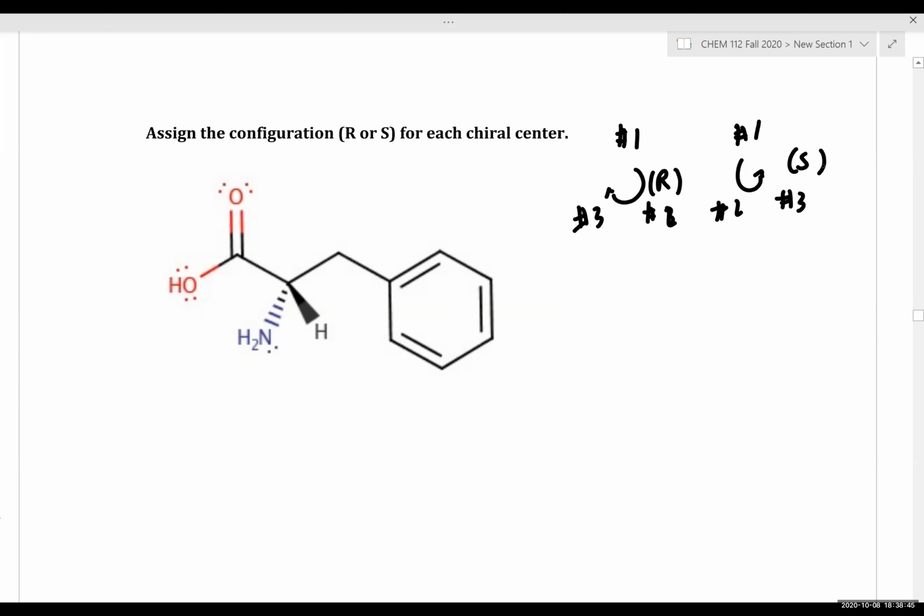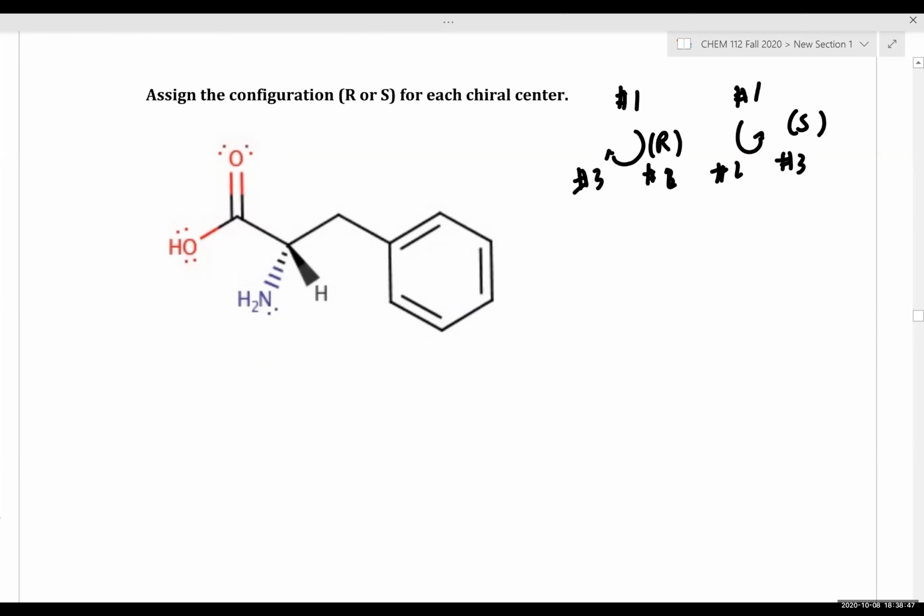So what I want everyone to do is to try to assign the configuration for the following chiral center in this molecule. This is a variant of an amino acid, which may be a hint as to what the stereochemistry would be at that stereocenter. But let's utilize the IUPAC method and try to assign the configuration at that stereocenter. And we'll discuss this example in about 2 to 3 minutes.